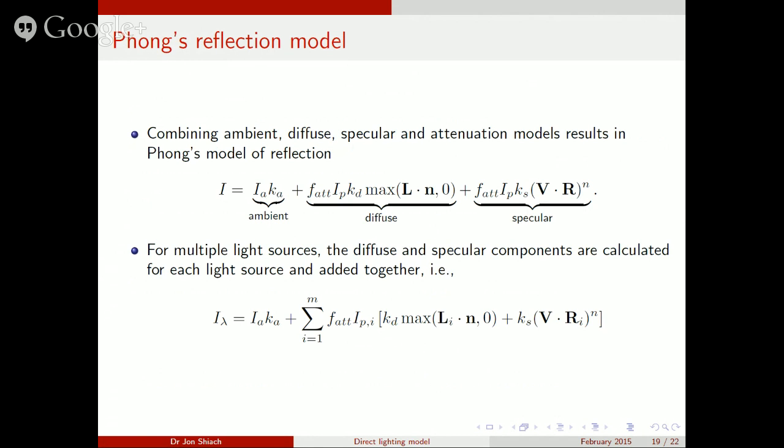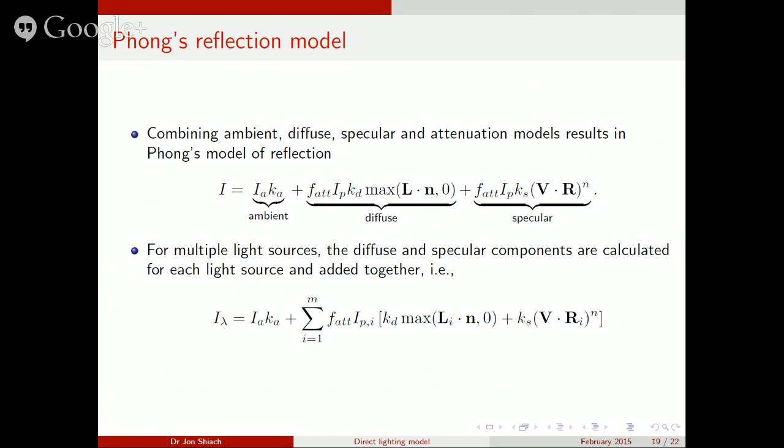Okay, so let's bung it all together. All we do with Phong's model is add them all together. Okay, so this is the combined model of the ambient, diffuse, specular, and attenuation models. Okay, so I is just the intensity. Okay, that was our ambient model way back on like slide 2 or 3. So that's the intensity of the ambient light multiplied by the coefficient Ka. All K coefficients are in the range 0 to 1. You just set that for whatever object you have.